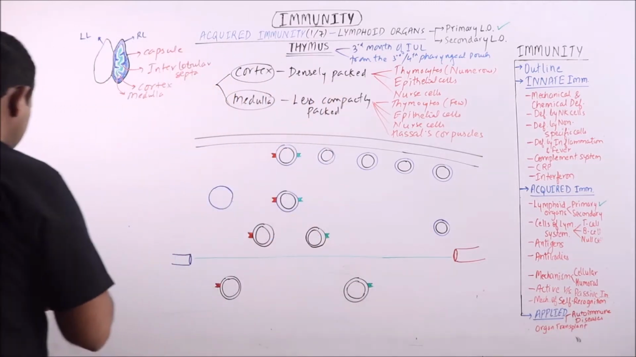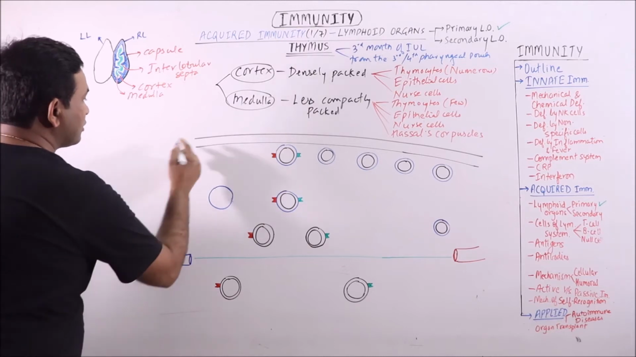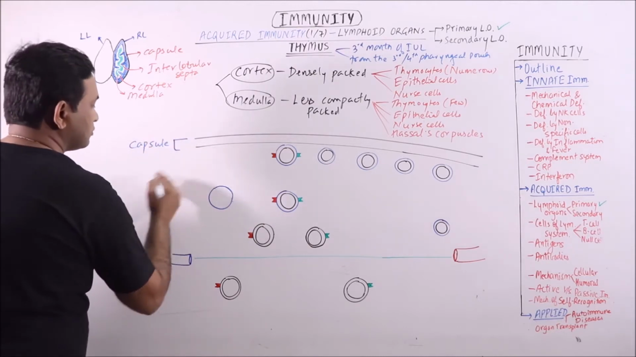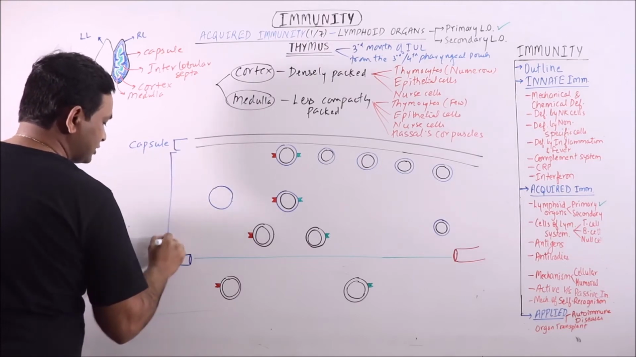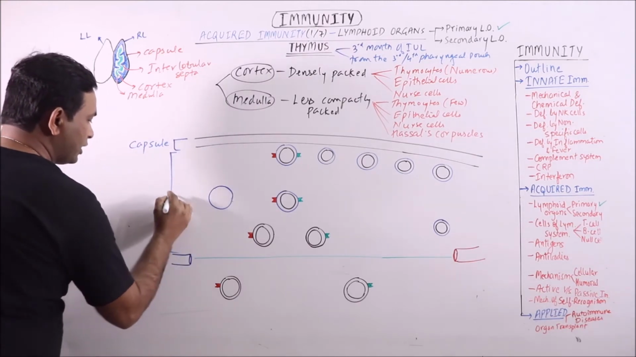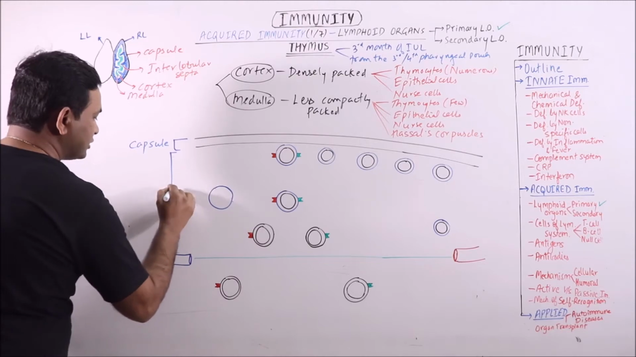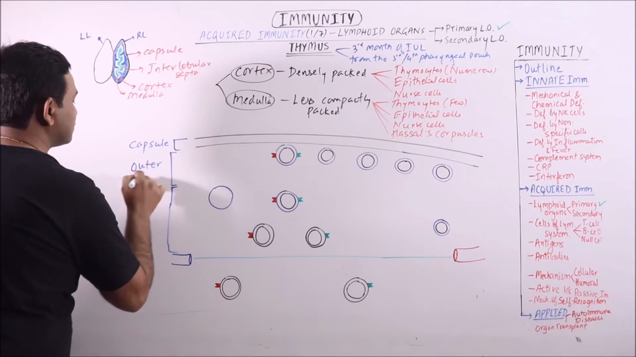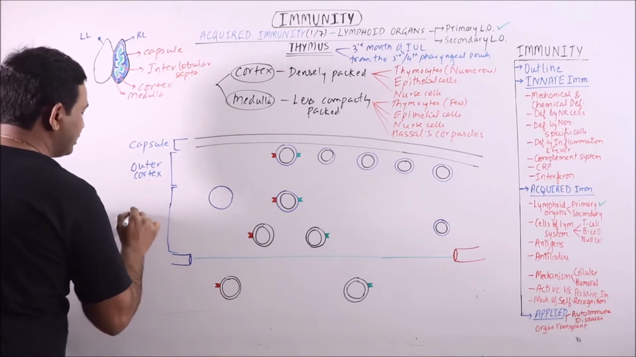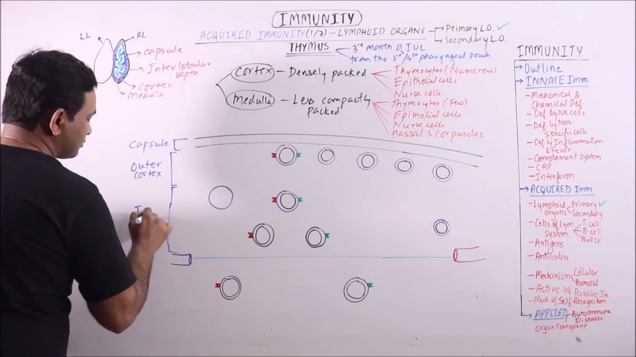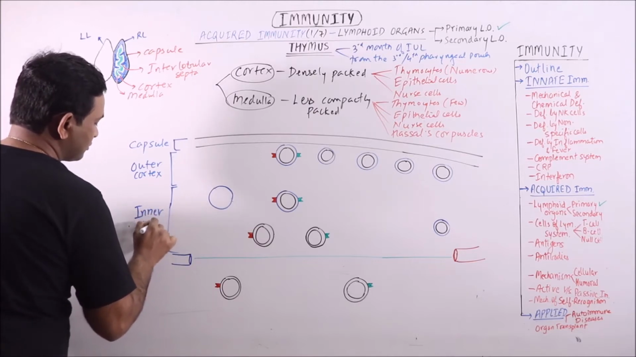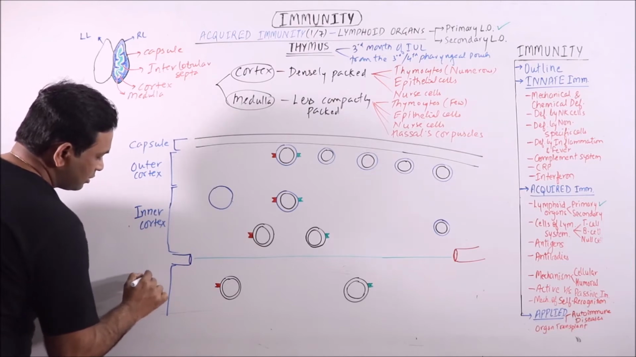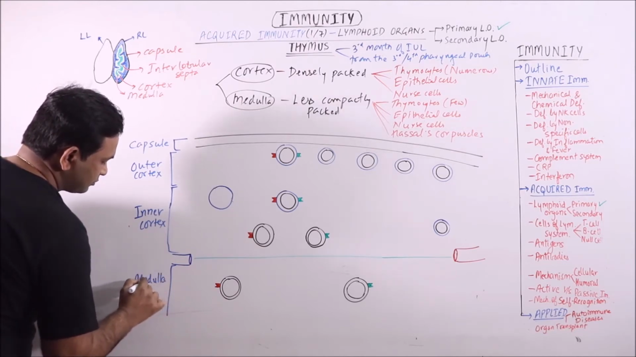This is the section of thymus gland. This is capsule. This is cortex. Again, we are dividing the cortex into two regions, that is outer cortex and inner cortex. And this is medulla.